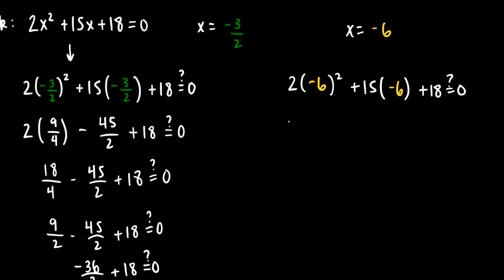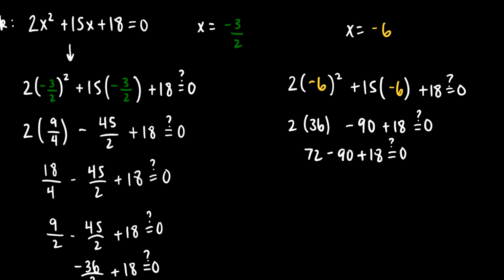All right, so this is going to be 2 times negative 6 squared, which is 36, positive 36. Be careful there. It's negative 6 times negative 6. It's not negative 6 times 6. That would give you negative 36. Okay, plus 15 times negative 6, so that's going to be minus 90. And then plus 18 is supposedly 0. 2 times 36 is 72 minus 90 plus 18 is supposedly 0. 72 minus 90, look at that, is minus 18. So that also works.